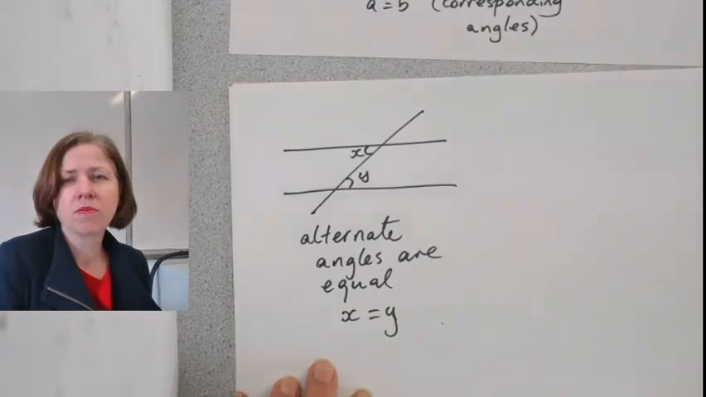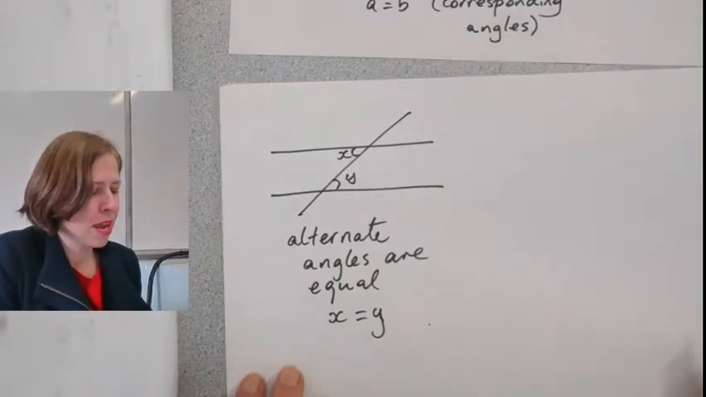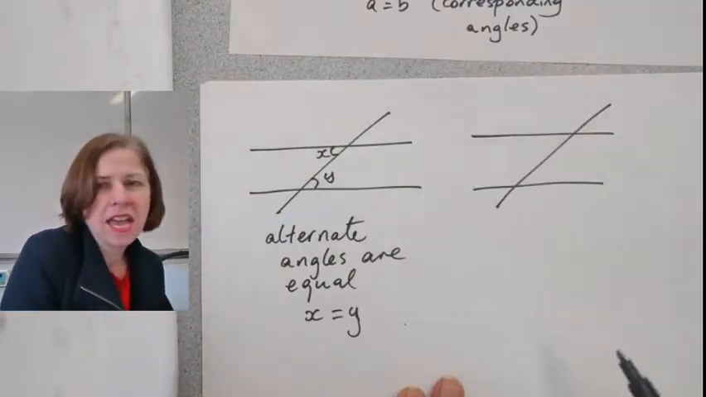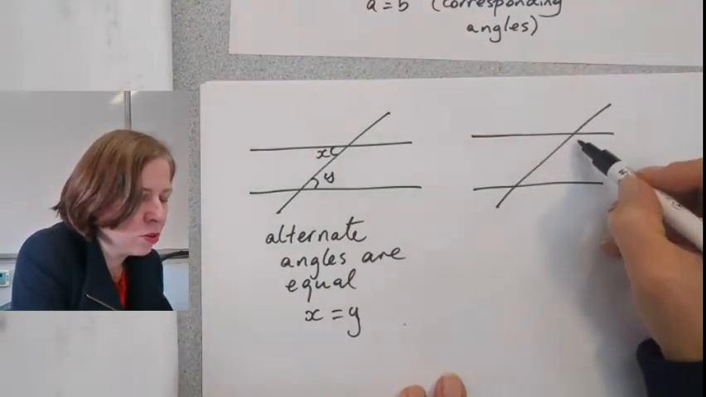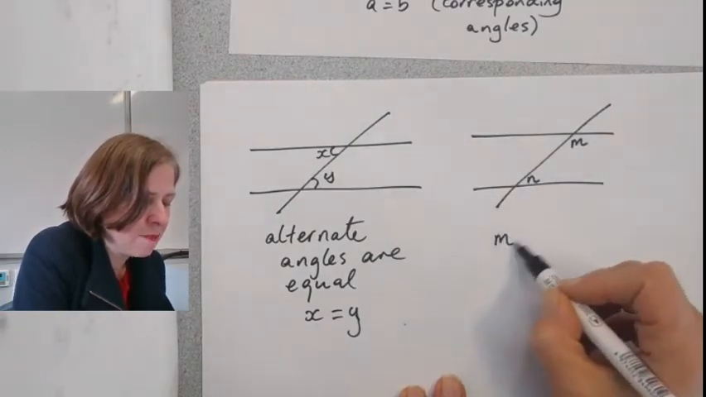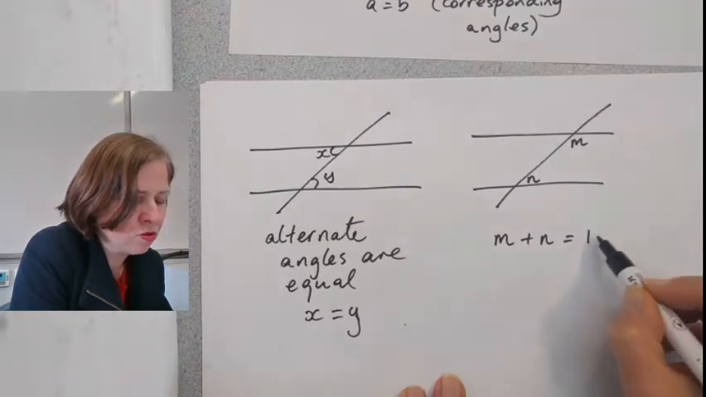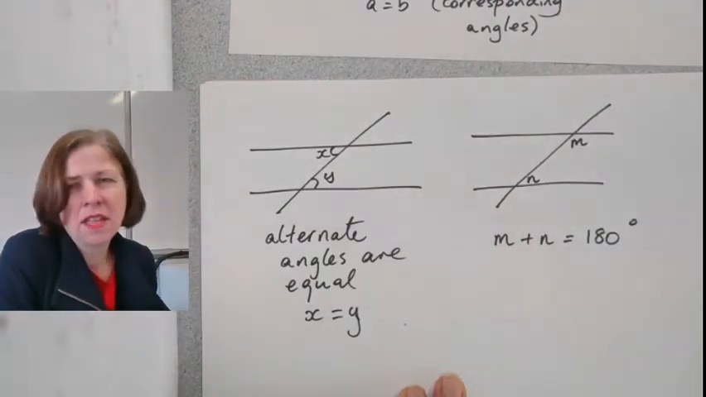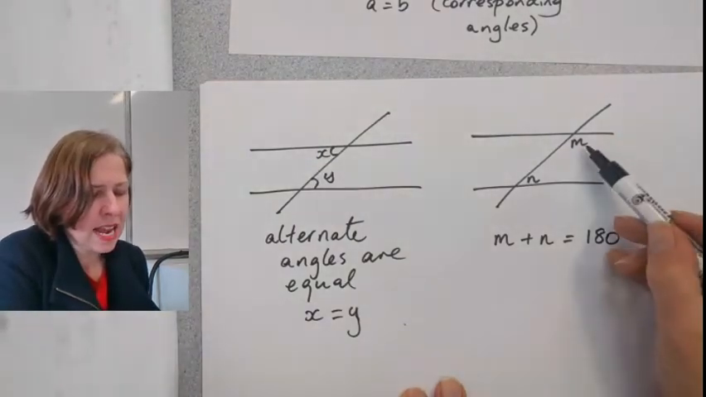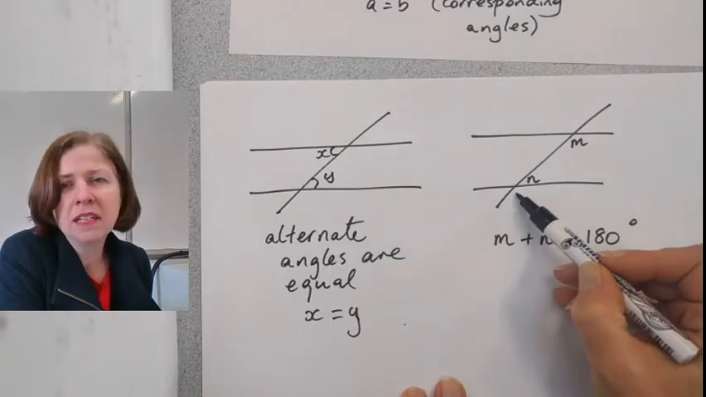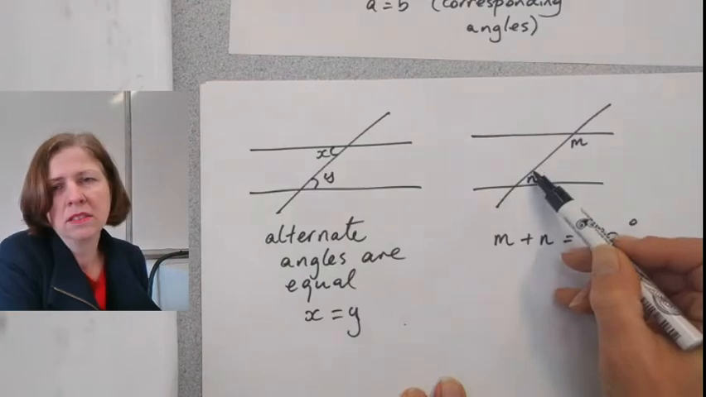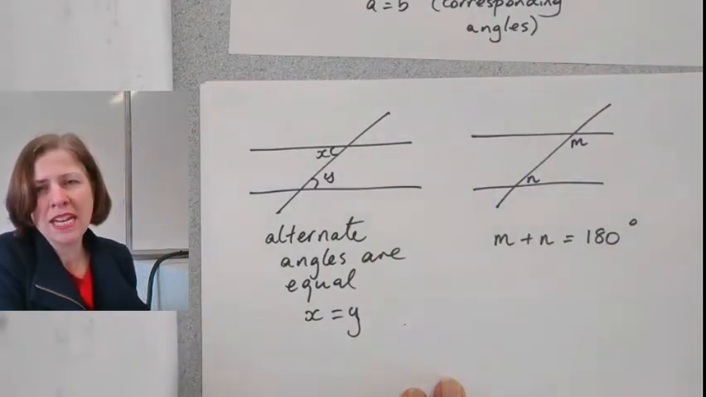Okay, and there's one other pair of angles that we need to know about in parallel lines, and they are called co-interior. They're not equal. If I call that M and I call that N, we know that M plus N equals 180 degrees. They both add up to 180 degrees, and the reason for that is this M is equal to this angle here, and this angle and this N are on a straight line. So they have to add up to 180 degrees.